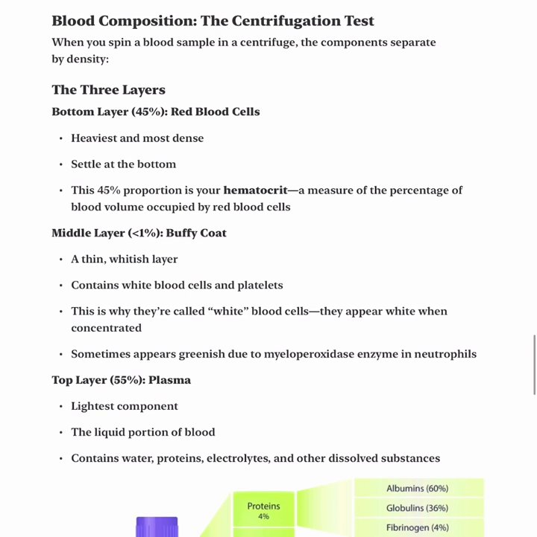Now, as far as the top layer, this is going to be about 55%, and this accounts for your plasma. This is the lightest component, the liquid portion of your blood, and it contains water, proteins, electrolytes, and other dissolved substances.